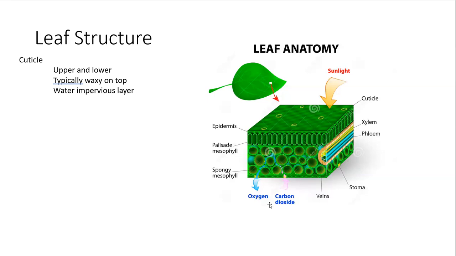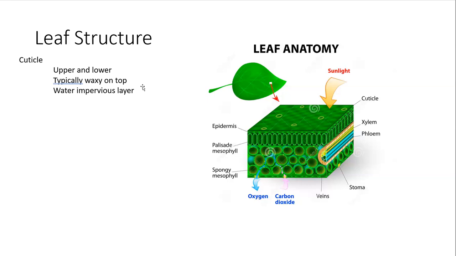So when we're looking at plant leaves, in previous lectures, we've talked about identifying leaves by their shape, identifying leaves by their margin, identifying leaves by whether they have pubescence or not, right? There's all sorts of different ways to identify a leaf. There's also the ability to identify a leaf by some of the cuticle characteristics. And this note here says typically waxy on top, and it is a water impervious layer.